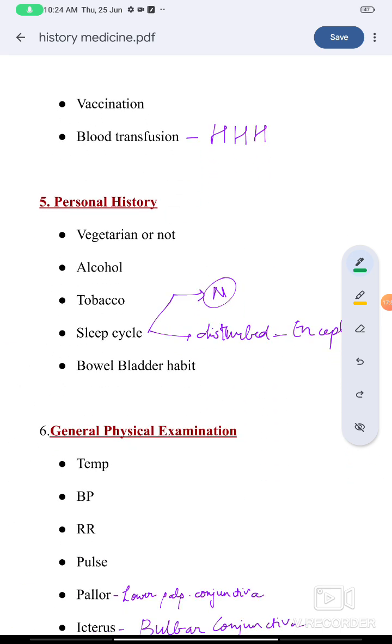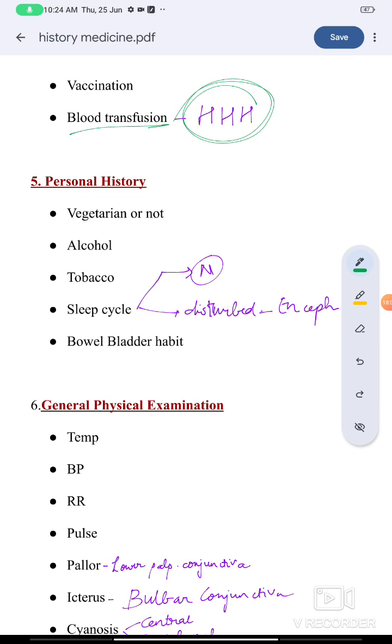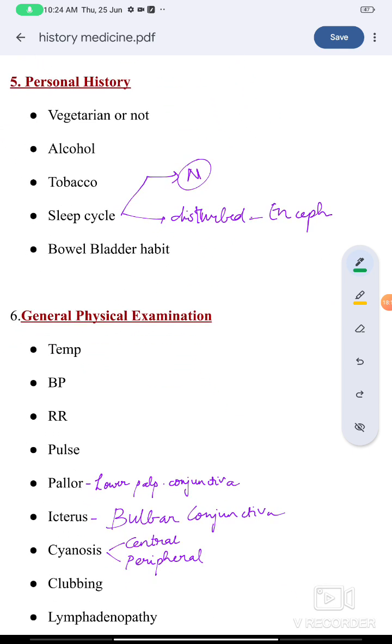Next is recent vaccinations and blood transfusion. History of blood transfusion is very important to rule out triple H, which is of great risk to the surgeon and the surgical team as well. Next is the patient's personal history. So personal history includes dietary history.